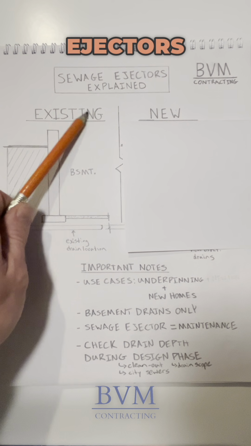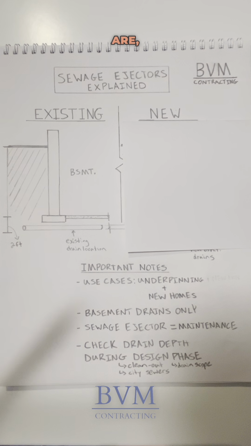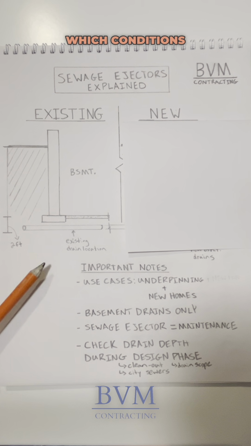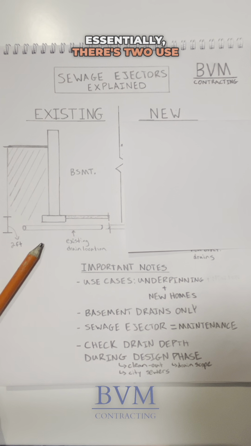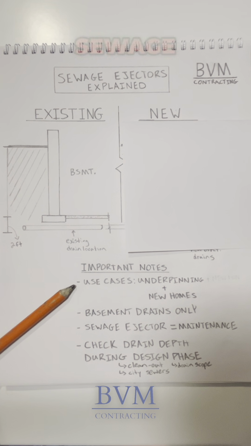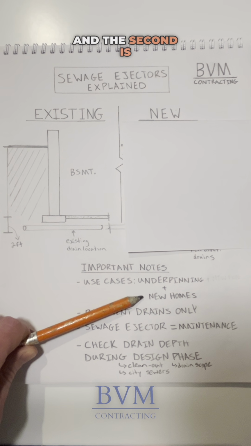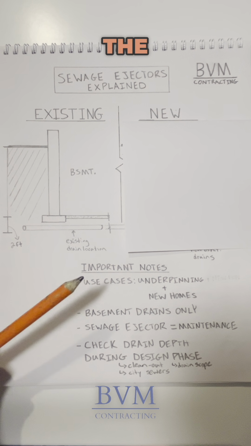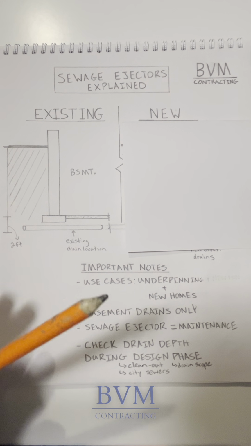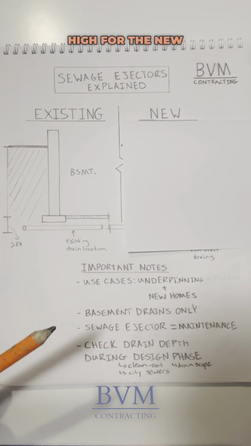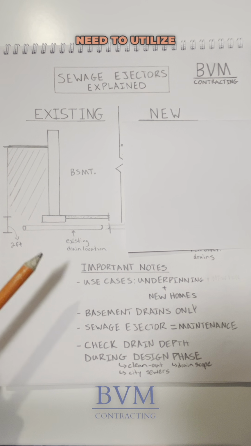All right, so sewage ejectors explained. We get this question a lot about what sewage ejectors are, why they're used, and which conditions they're used in. Essentially, there are two use cases for sewage ejectors. The first one is underpinning, and the second is new home builds. Essentially, whenever the drains entering the city drain system are too high for the new basement drains to get connected, that is when you need to utilize a sewage ejector.